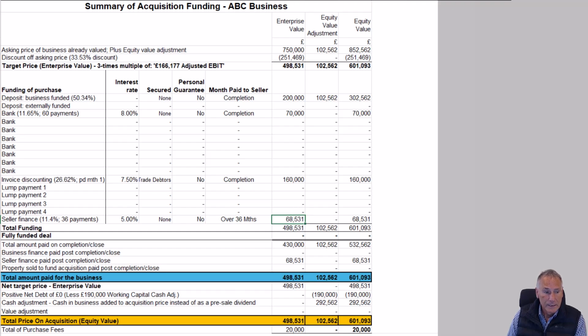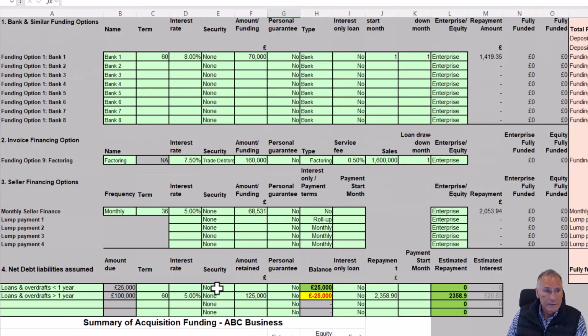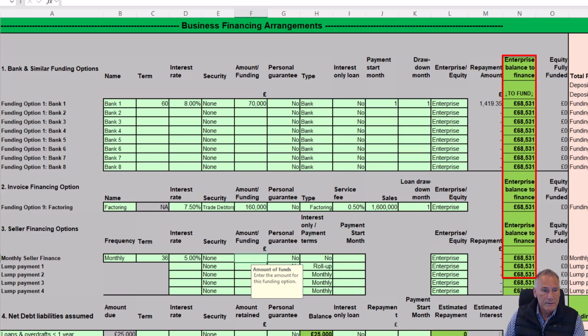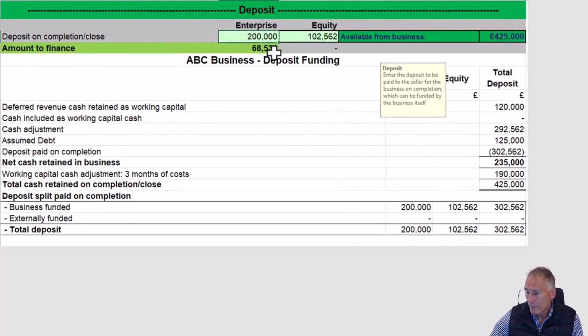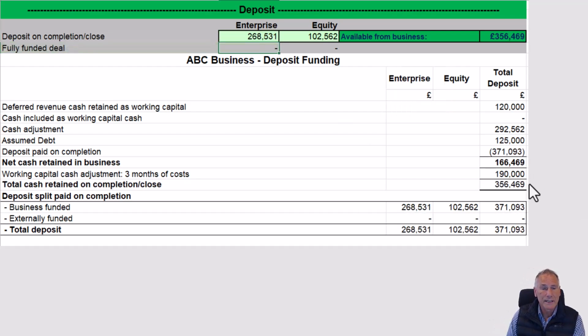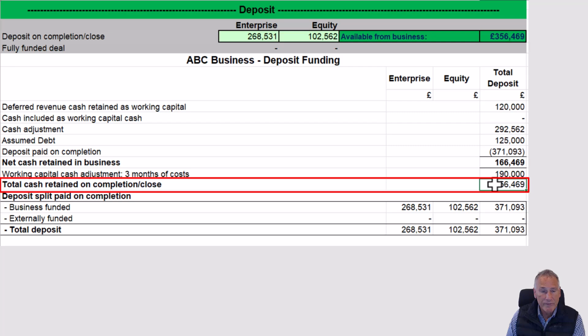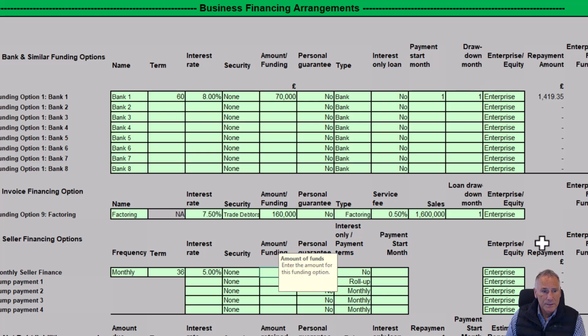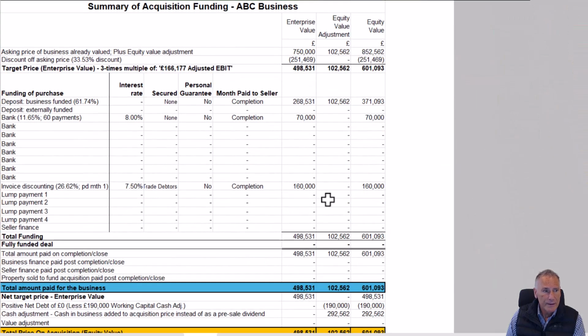for whatever reason, if you go back to the numbers here, and if we delete that, we've now got this amount to finance. So now what we want to do is increase that to 268,531 because we've got additional cash sitting in here. But what is good is that we've now effectively retained cash on completion of £356,000. And the owner's happy because he gets paid everything up front.